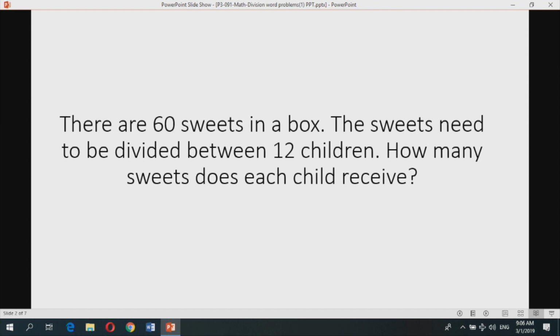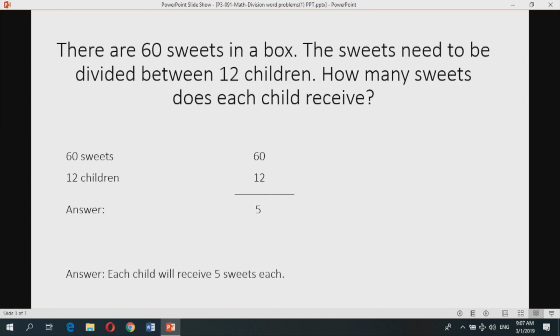So how many sweets does each child get? 5. You think 5? Yes. Everybody think 5 sweets? Yes. Okay, so we have 60 sweets and 12 children. So 60 divided by 12. Let's take a look. 60 sweets, 12 children means that each child will receive 5 sweets each. Excellent, guys. Very well done. You see, we took the number of sweets, 60, divided it by the number of children, 12. So we know each child gets 5 sweets. Well done. So let's take a look at the next one.